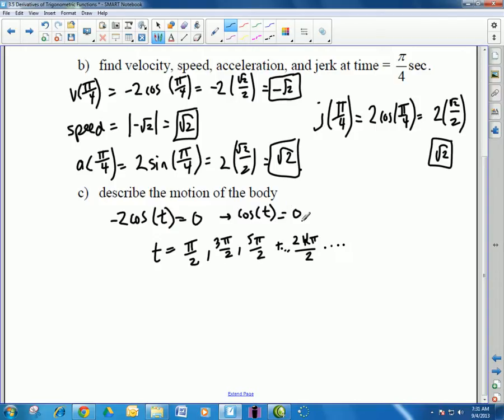All right, so looking at this, the velocity, negative 2 cosine of t is equal to 0. Okay, simplifying that, just cosine of t is equal to 0. Think about a unit circle. It's equal to 0 at pi over 2, 3 pi over 2, 5 pi over 2, and every 2k pi over 2 over that. Okay?